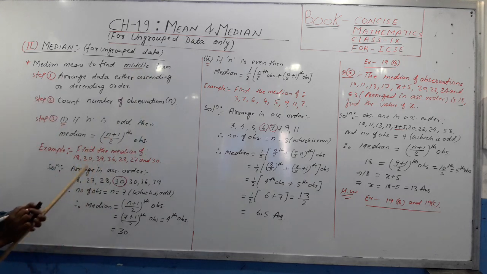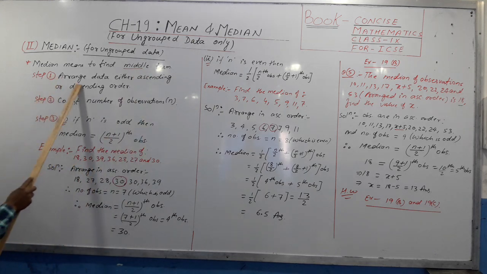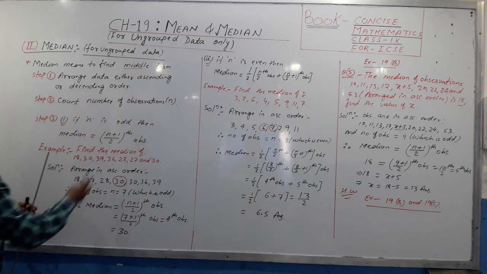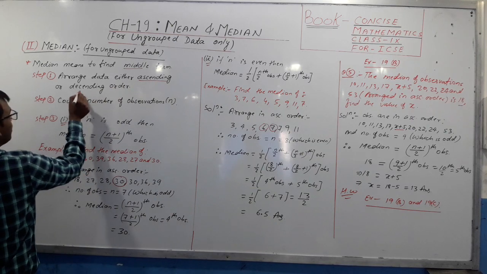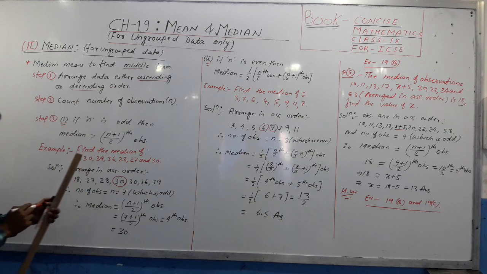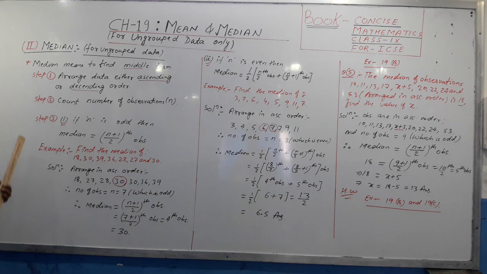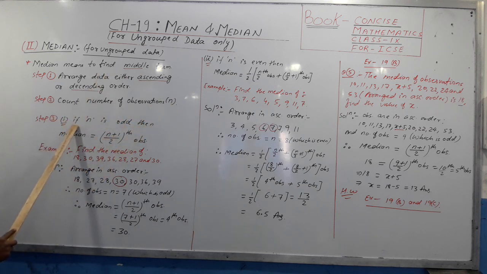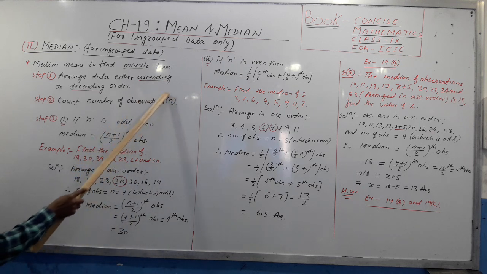See, what are the steps to find the median? Step 1, arrange the data in either ascending or descending order. So first, you arrange the data in ascending or descending order. The choice is yours. Step 2, count the number of observations, suppose it is n. And in step number 3, the number of observations is n. Then if n is odd, the median is equal to the (n plus 1) divided by 2 th observation. That means n we have counted over here.